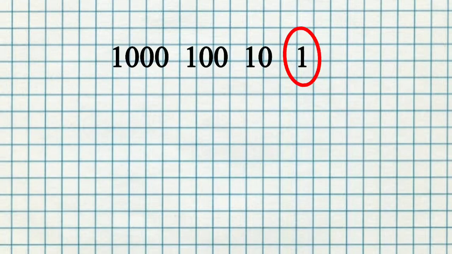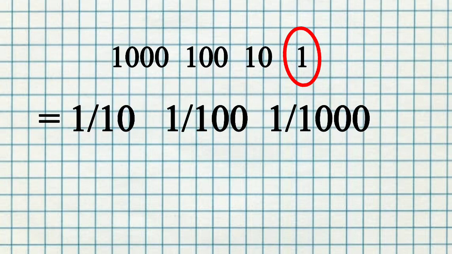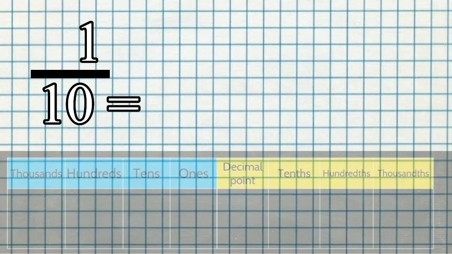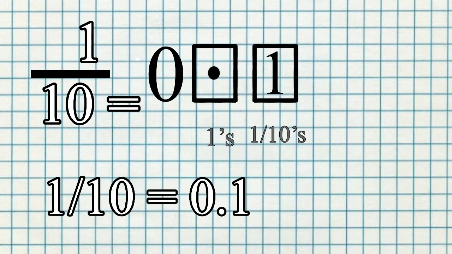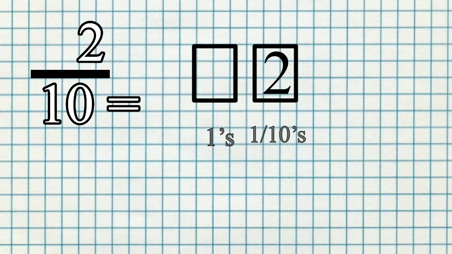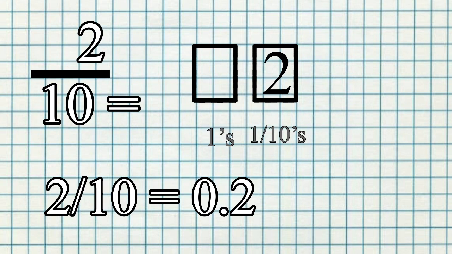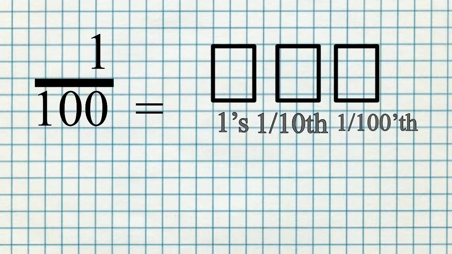Now if we divide 1 by 10, 100, 1000, then it will be like this. 1 divided by 10 means 1 will be placed in the house of 10th. We already know that 1's room is for the point. So a point will be placed before the 10th house and 0 will be placed before the point. Like this, the answer is 0.1. Similarly, if 2 is divided by 10, 2 will be placed in the room of the 10th and the point will be placed before 2. The answer is 0.2.